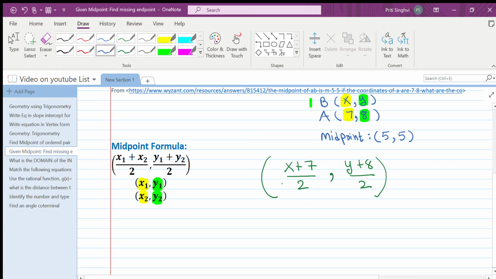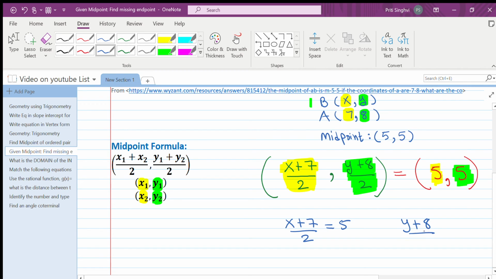Once you have that, we already know the midpoint, so we're going to set this equal to (5, 5). Now, this will align with the x value, so let me get that highlight going. I'm going to match that position with the first position, and this I'm going to match with the y position. So it's going to look like (x plus 7) divided by 2 equals 5. That's my first equation. I can solve for x. This is my second equation: (y plus 8) divided by 2 equals 5.